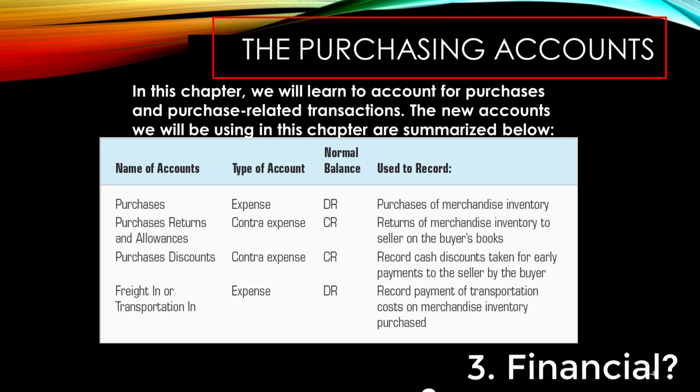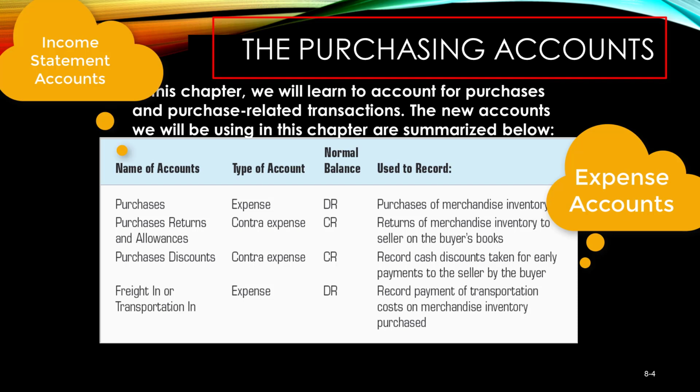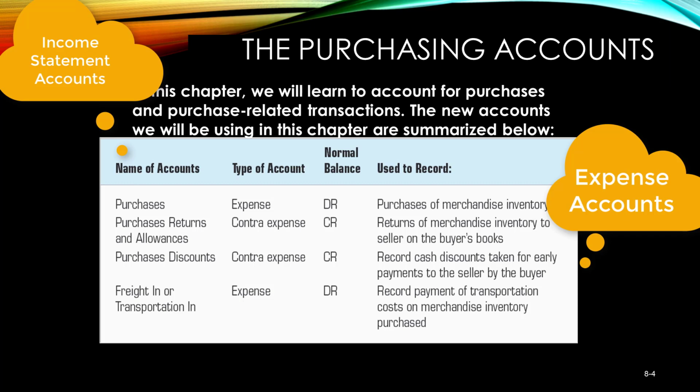On the screen are 4 new accounts that we will be utilizing throughout the chapter. Each one of these accounts is a type of expense, so all of them will go on the income statement. As we will note as we go through them, some of them are contra accounts. This means you'll have to be extra careful when learning how they work.